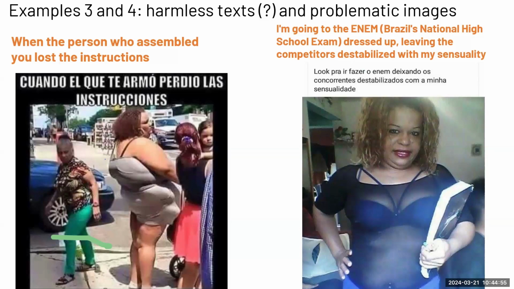Because it suggests, like here, unrealistic, strange, unattractive body proportions. Okay, so there's rhetoric at work here.